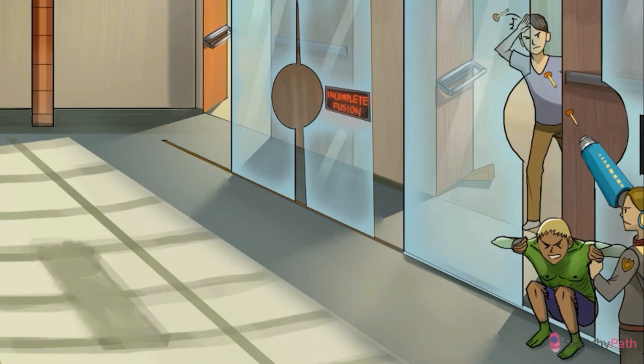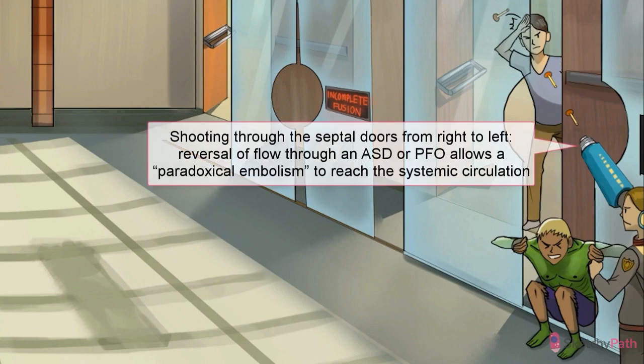Every once in a while, however, the flow can reverse, going from right to left. And this is the perfect opportunity for a little embolism from who knows where to sneak across and cause a stroke. Pew, pew, pew. See how Astro Girl here sends little emboli through the ASD straight to the head of each unsuspecting visitor? Cryptogenic stroke, also called a paradoxical embolism, is a test writer favorite.